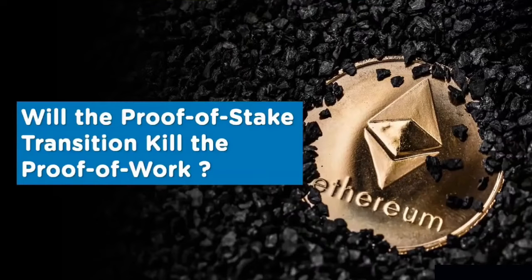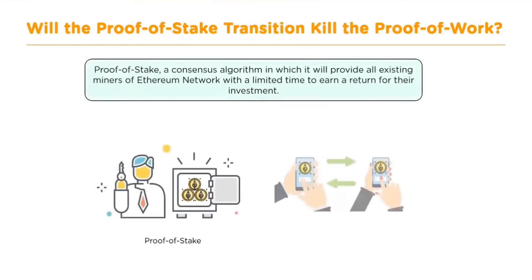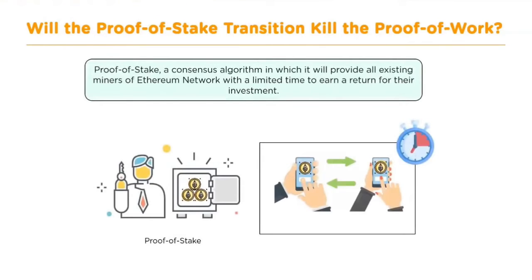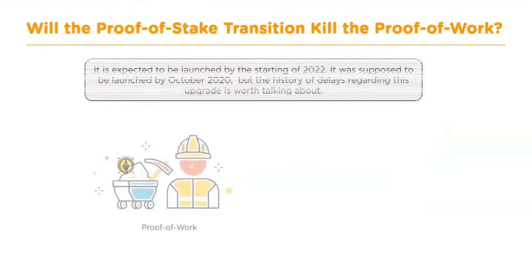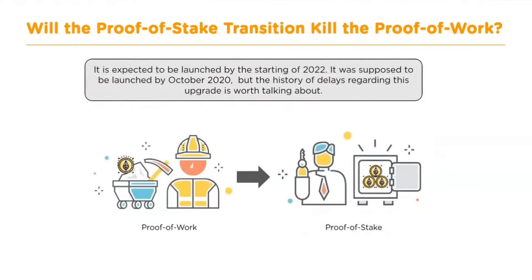Now let's explore: will the proof of stake transition fail proof of work? The newly introduced concept of Ethereum 2.0 roadmaps plans to upgrade to the proof of stake consensus algorithm, in which it will provide all existing miners of the Ethereum network with a limited time to earn a return for their investment. This is expected to be launched by the end of 2021 or the starting of 2022. It was supposed to be launched by October 2020, but the history of delays regarding this upgrade is worth talking about. Nobody truly knows when Ethereum 2.0 will be completed and introduced to the crypto mining world.